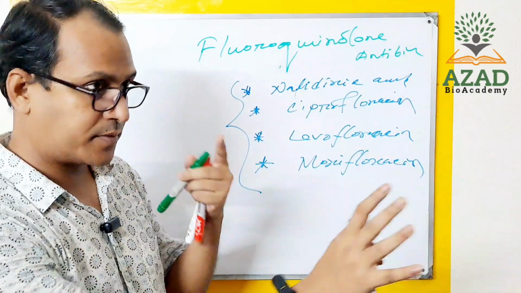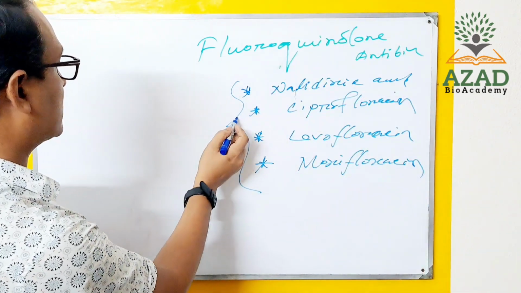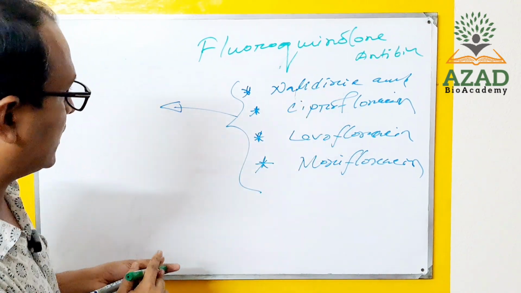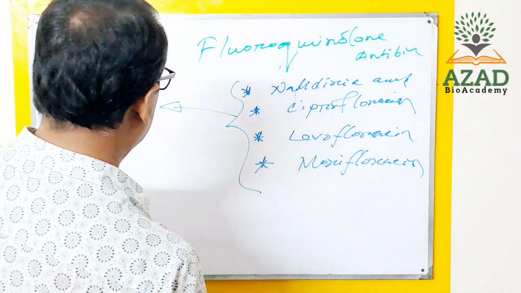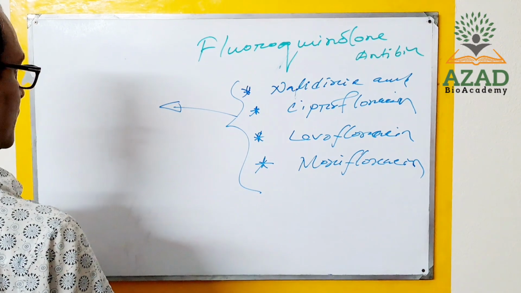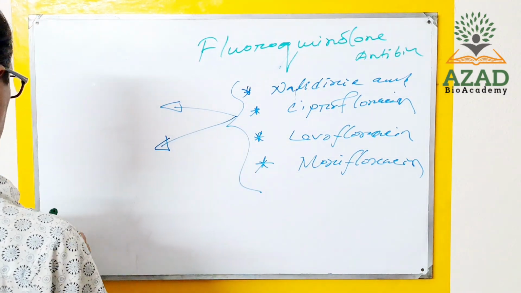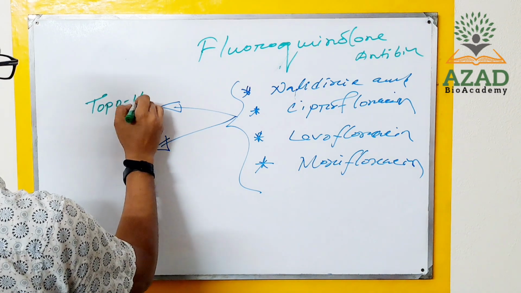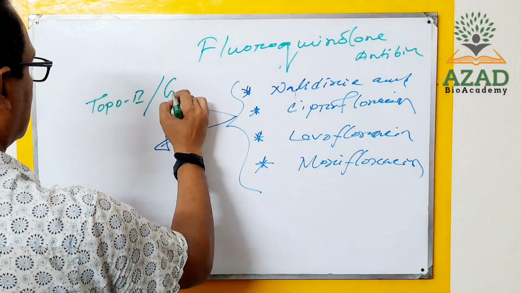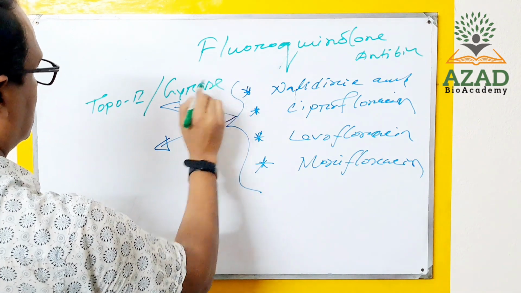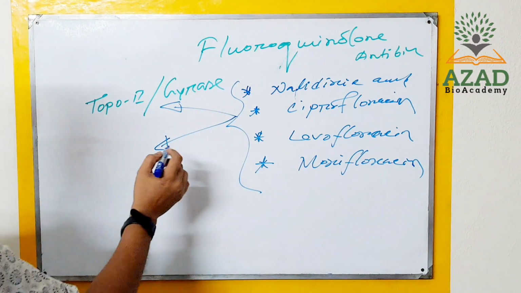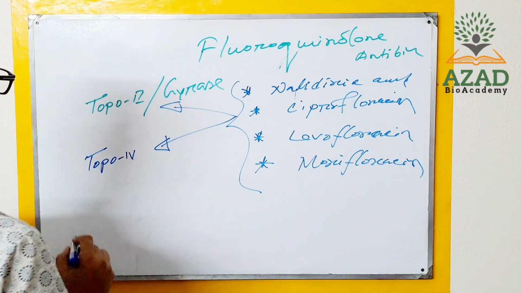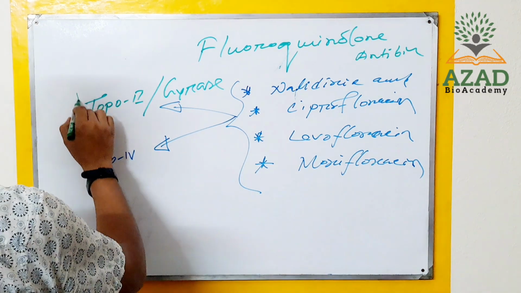I will explain in a separate video, but I will try to connect with the topoisomerase enzyme. So how will it work? Actually, those antibiotics will inhibit two topoisomerase enzymes. One is topoisomerase 2, that you can say is the gyrase enzyme, and another one which will inhibit is topoisomerase 4.